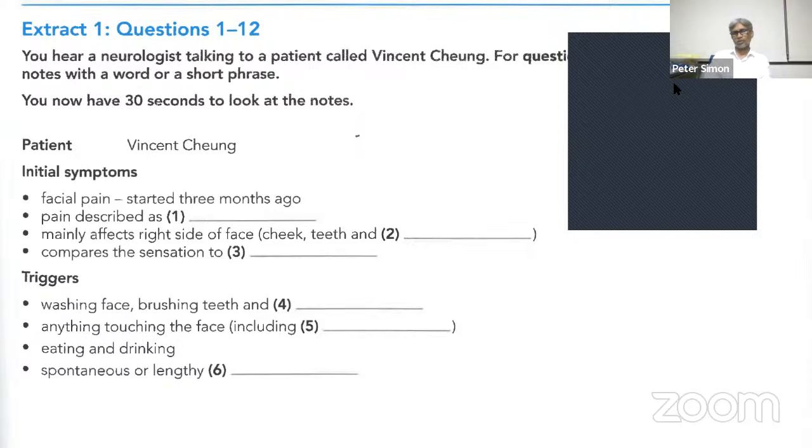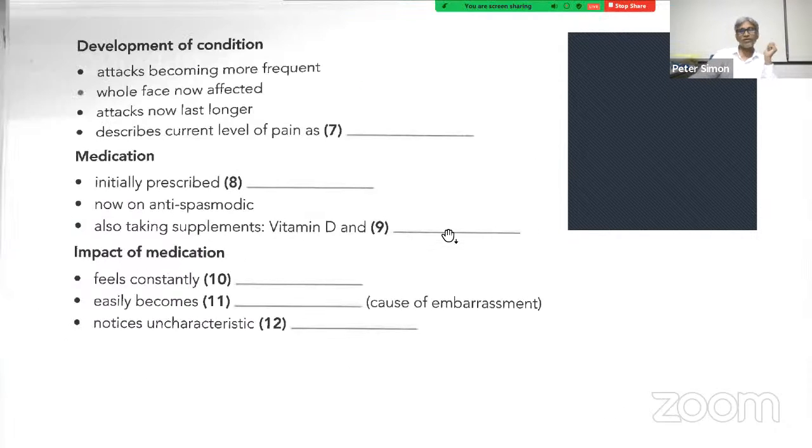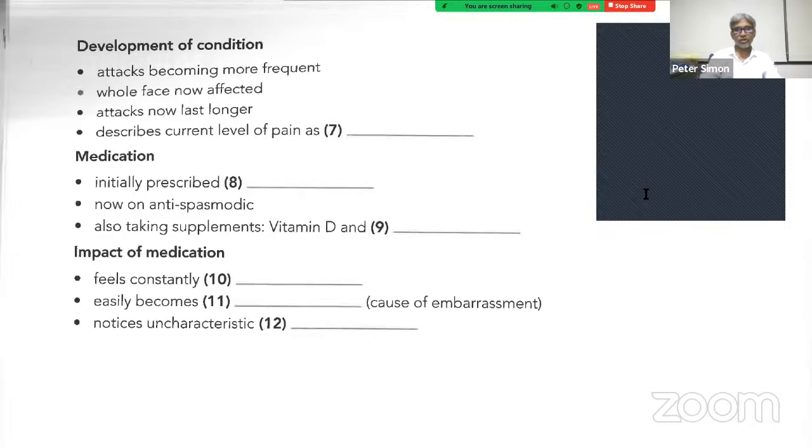Spontaneous or lengthy chewing? Chewing is spontaneous? Okay, maybe. Right. So, these are the 6 questions we have seen. Very good. Now, 7 to 12. So let us go to question 7.